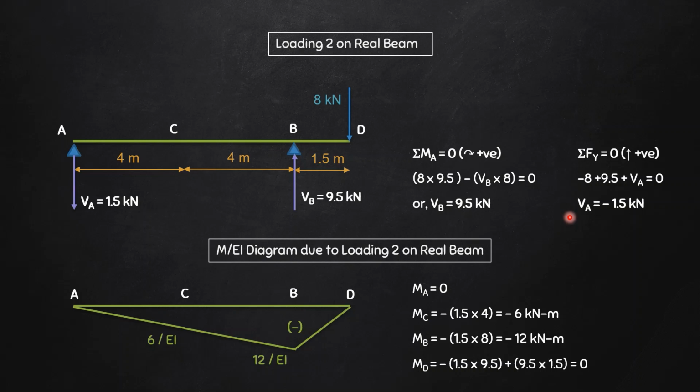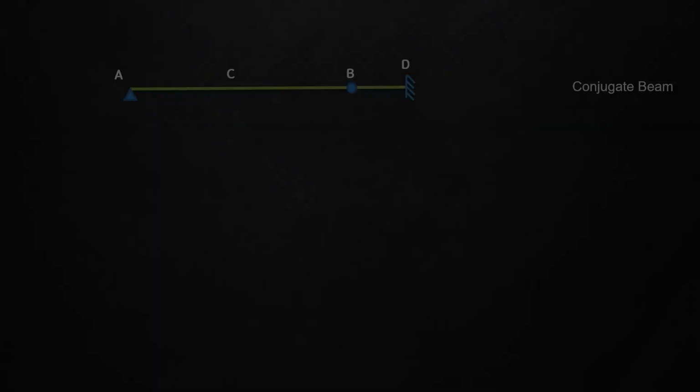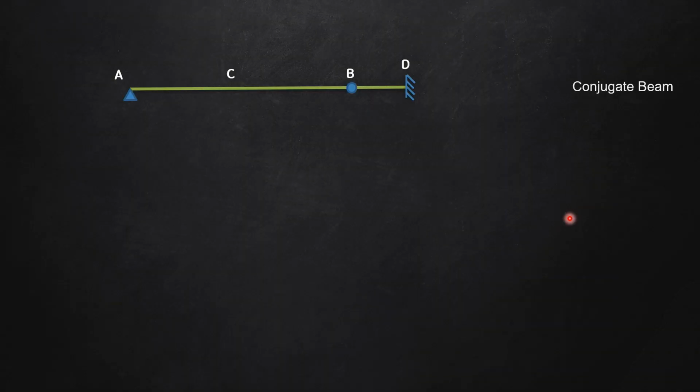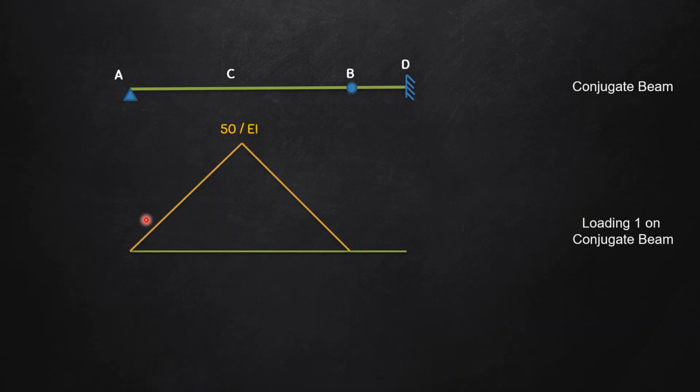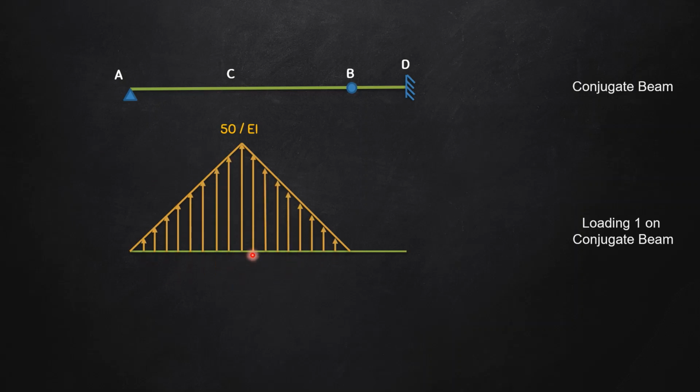Now we will have to apply these M by EI diagrams as loadings on the conjugate beam. So again, in this slide, I have brought back the conjugate beam. So let us see what is the loading 1 on the conjugate beam, not to be confused with our original loading 1. Loading 1 of conjugate beam is the M by EI diagram of loading 1 on real beam. That is nothing but this. Now, this M by EI diagram was positive. Now, if the M by EI diagram is positive, then the loading is in the upward direction. This is according to the sign convention. This has been discussed in lecture number 1.